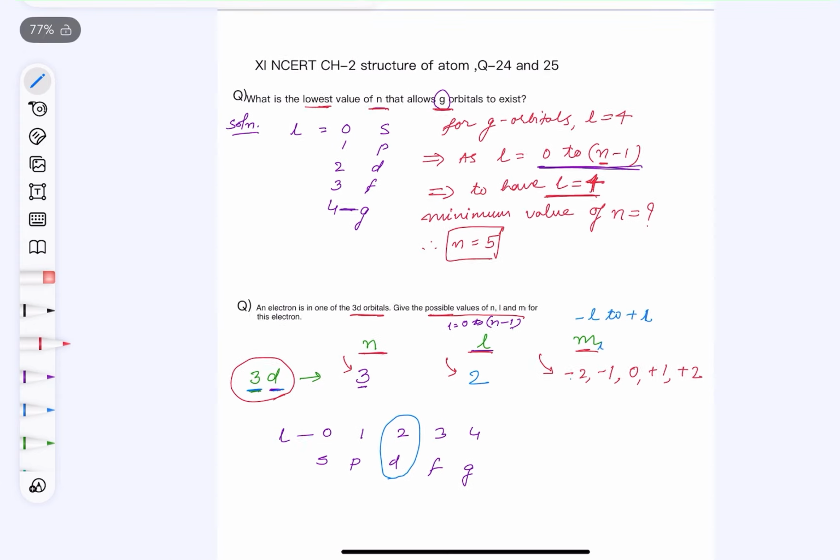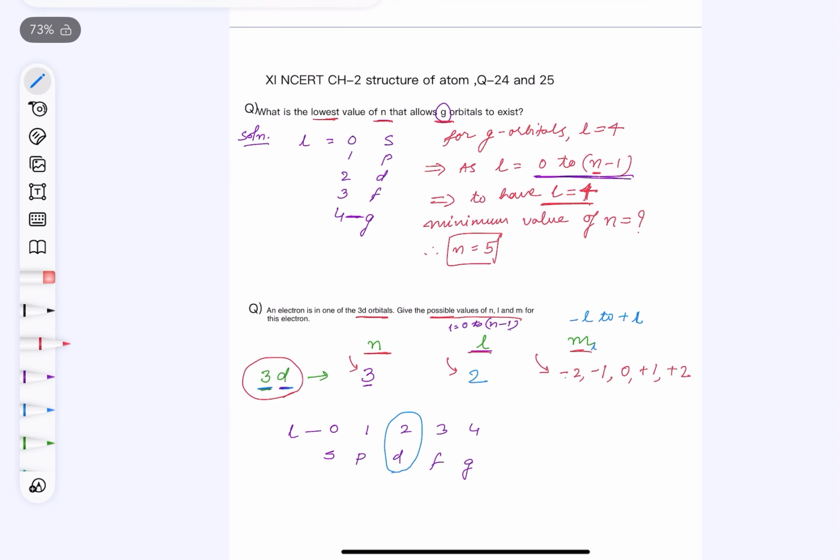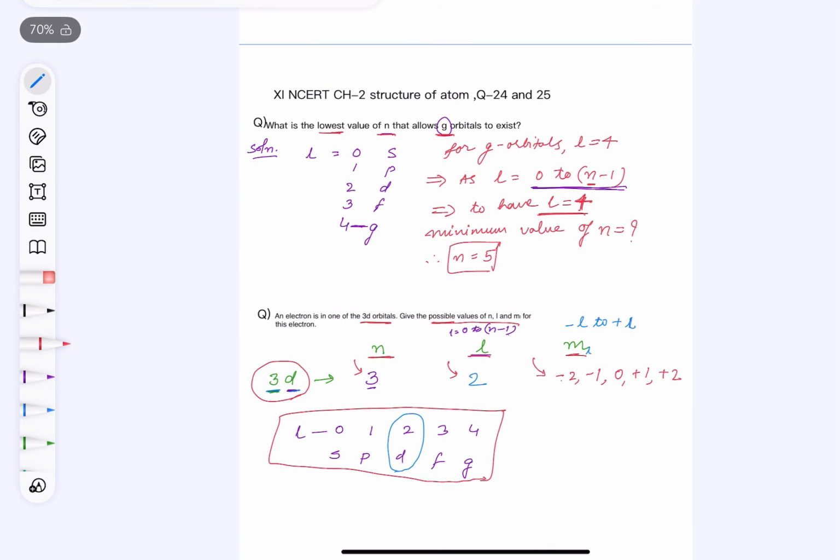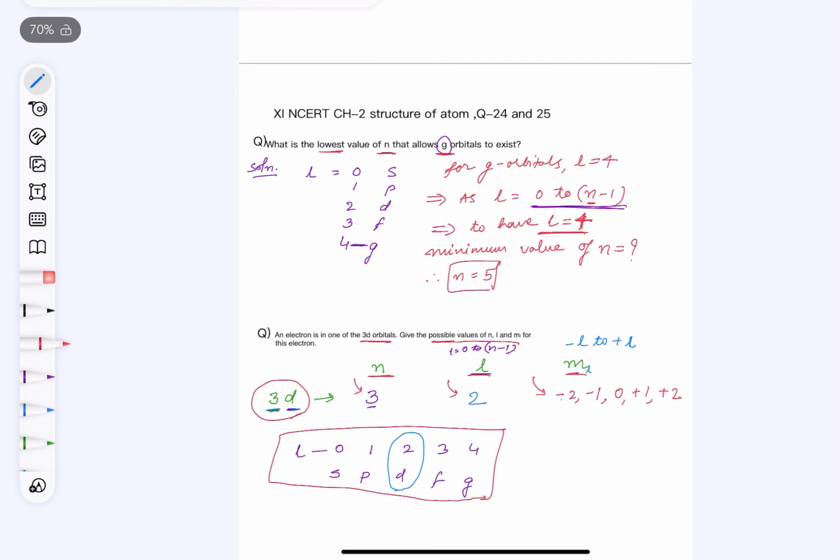So just have a glance. The important point in this particular question was that you need to know that when the values of L are 0, 1, 2, 3, 4, the corresponding orbitals are s, p, d, f and g. I hope it is understood. Thank you all.